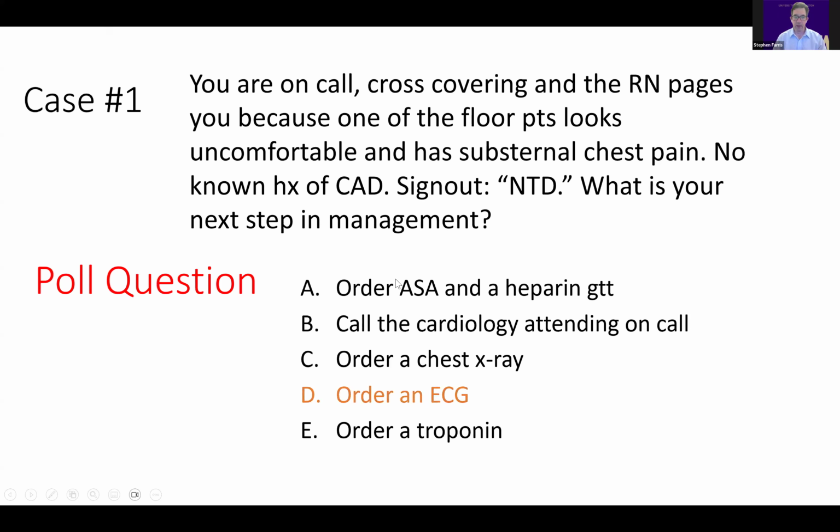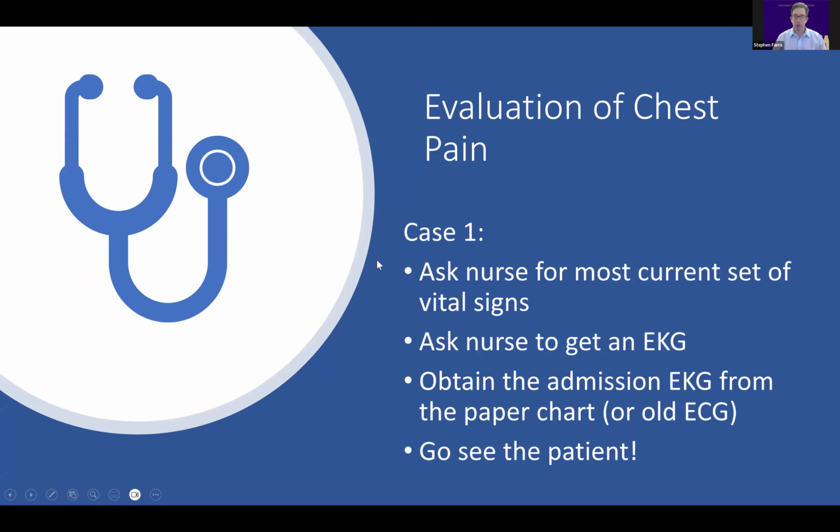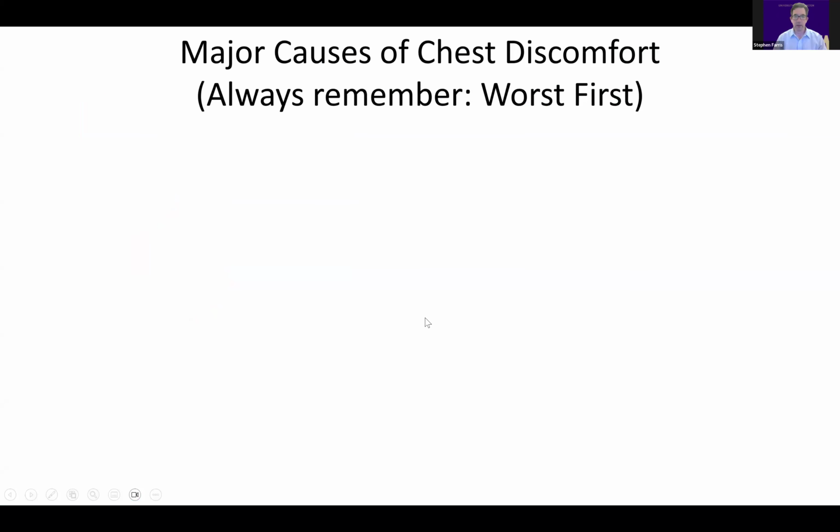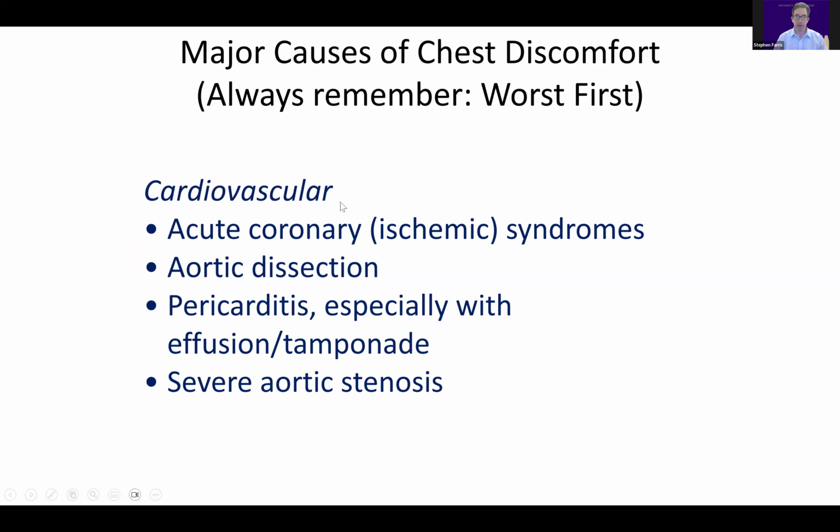So that's great. Okay. The second thing to do is print out the old ECG or take a picture on your phone. And then the third thing is go see the patient. Again, a history and physical is extremely important, along with an EKG for acute chest pain. So these are the things to think about as you're walking towards the patient.